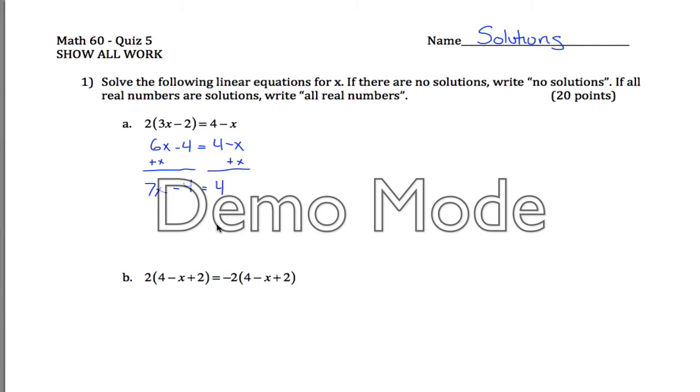So you get to here, 6x plus x is 7x. And we want to get x all by itself, so a good next step would be to add 4 to both sides. And that'll cancel out this negative 4 and positive 4, and leave us with 7x equals 8. And then if you divide both sides by 7, you get x equals 8/7 as our final answer.